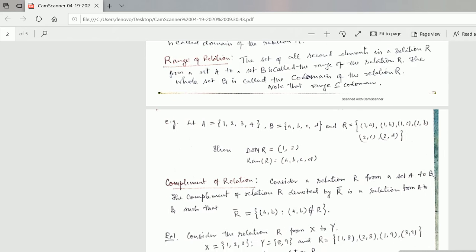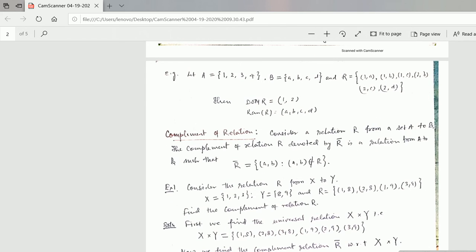See one example here. Let A be equal to 1, 2, 3, 4. These are the elements of set A, and set B has the elements a, b, c, d. And the relation R is given like this, in ordered pairs: (1, a), that means 1 is related to a of the set B, (1, b), (1, c), (2, b), (2, c), (2, d). So the domain of R is 1, 2. Only 1, 2 are related to these elements. And the range of R is, from the second elements, a, b, c and d, all. This is the range of R.